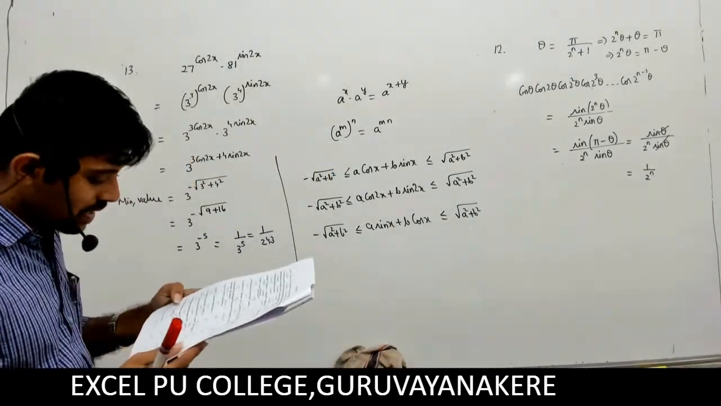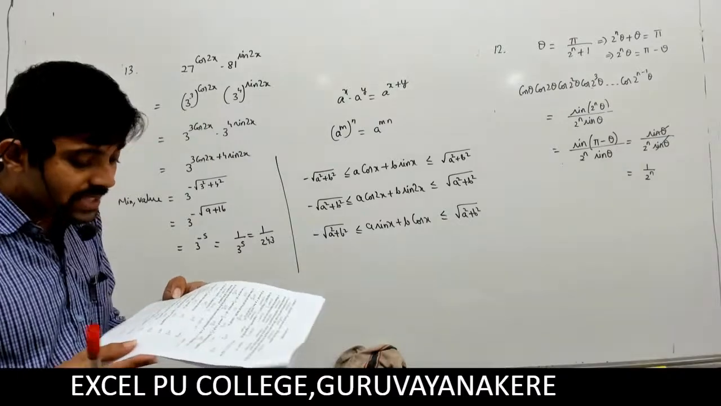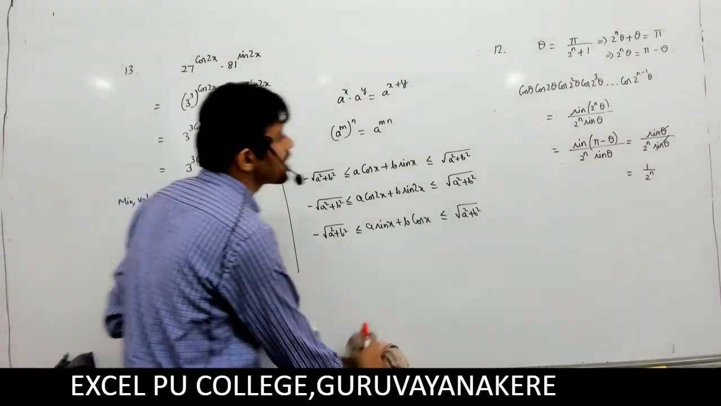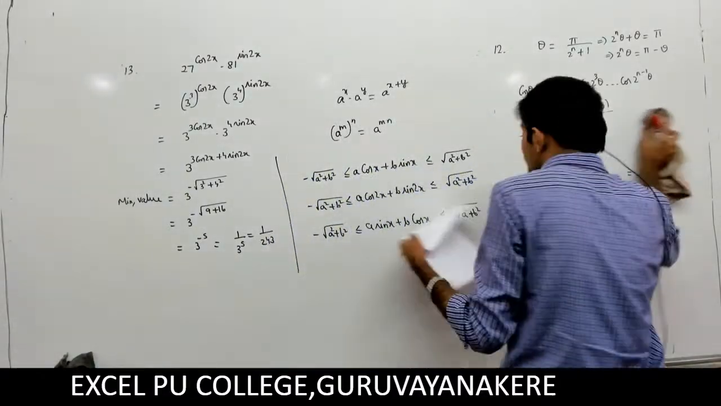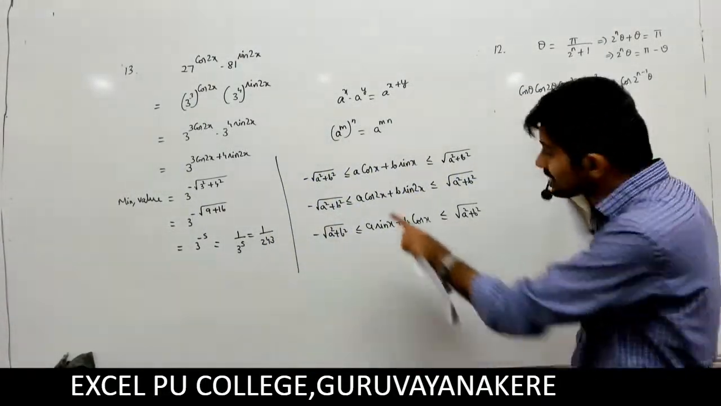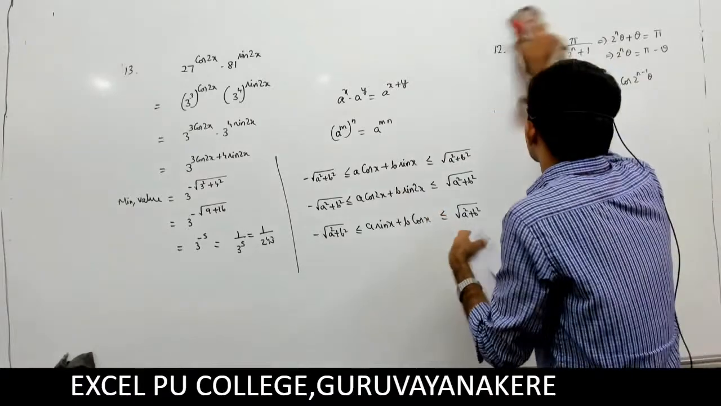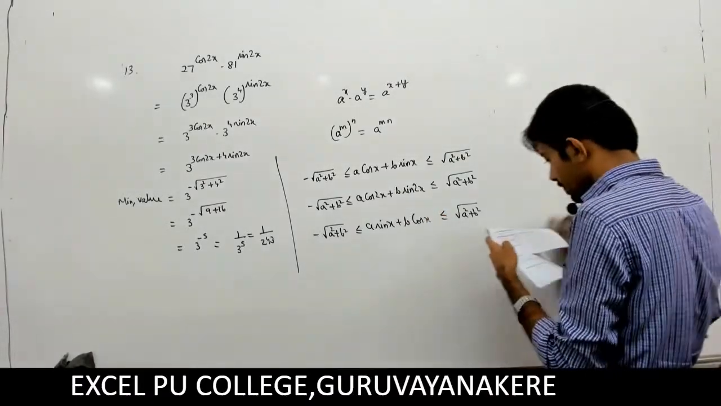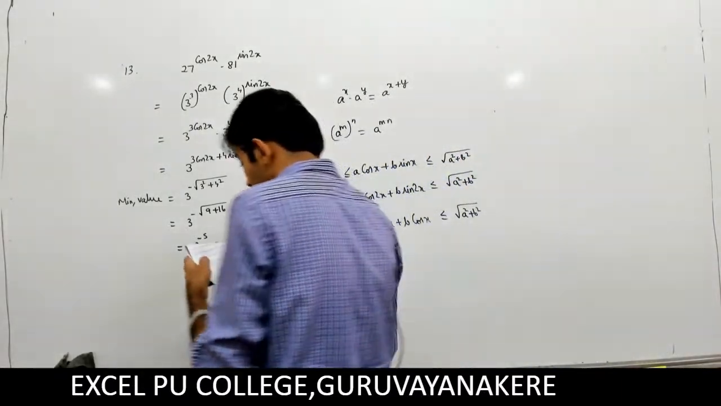In the 14th one also, they ask for all values of theta, this lies in which interval? Lies in which interval means you need to find the minimum and maximum values. Same result I'll be using, I'll be using this result only for this problem also. Okay, question number 14.